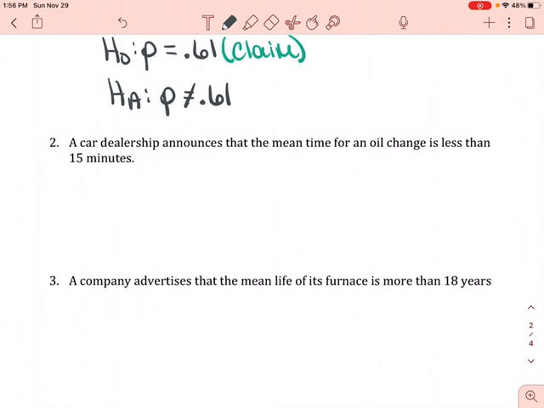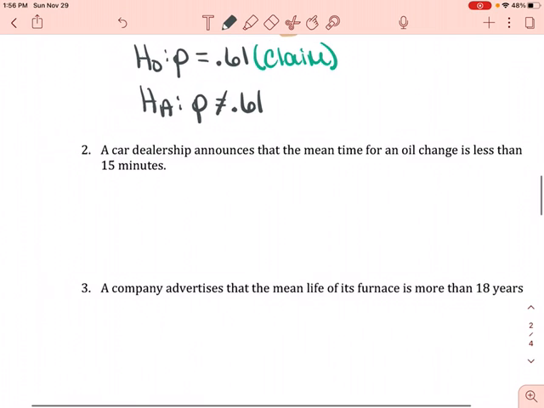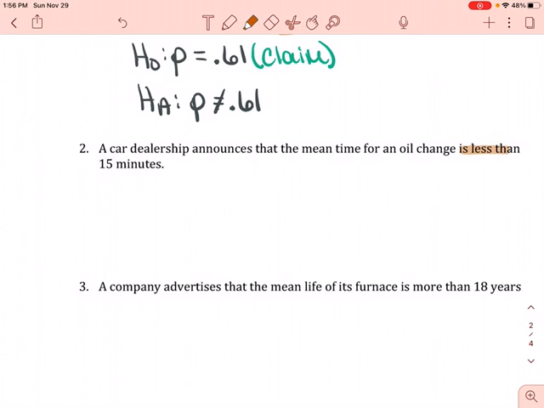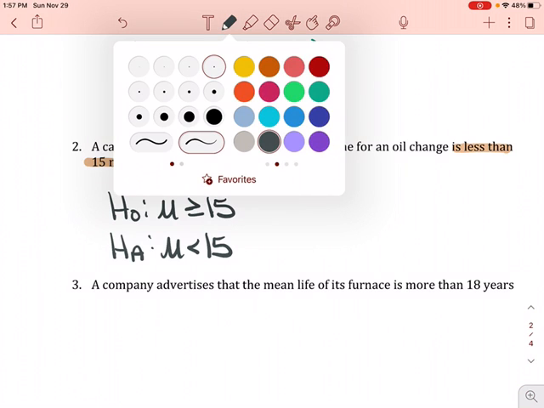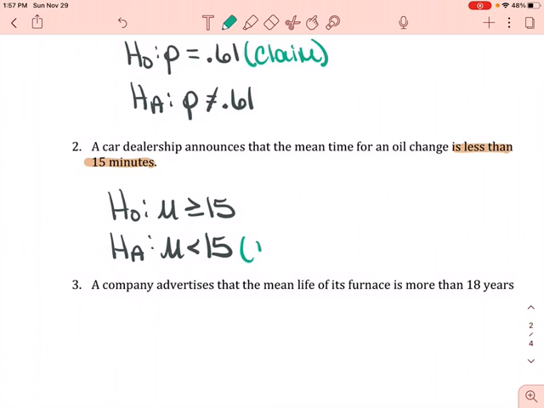All right, let's see if we can get this one. A car dealership announces that the mean time for an oil change is less than 15 minutes. Less than is not an equal-to idea, it's just less than, so that's H sub A. We're talking mean, so we're going to use mu. Which means H sub O would be the greater than or equal to, because that's the complement. The claim was the less than, so that's H sub A. It is really important to identify the claim, because that's going to tell you things later on.